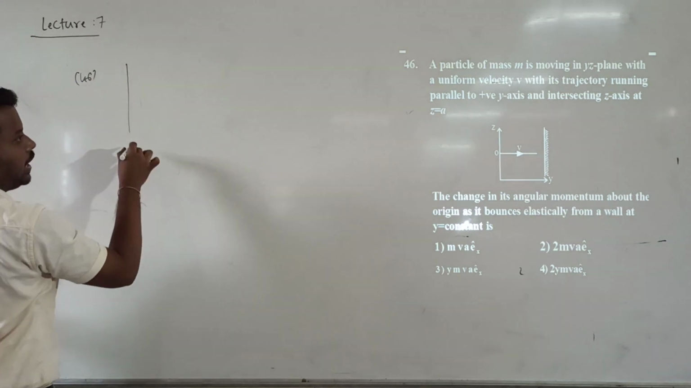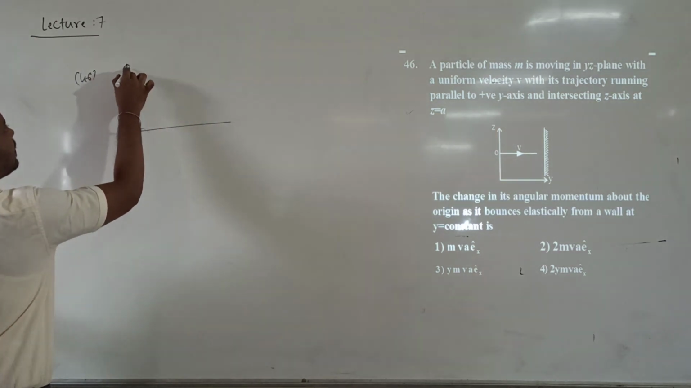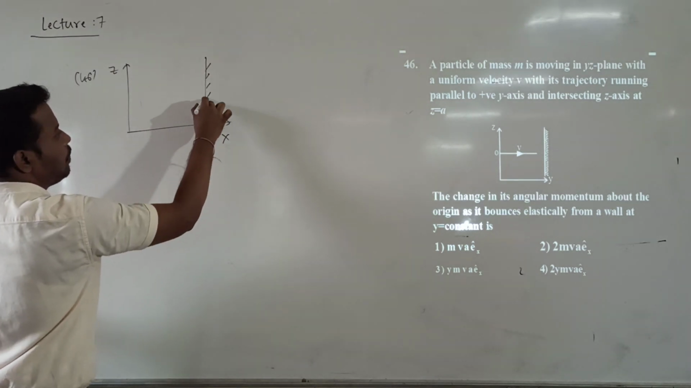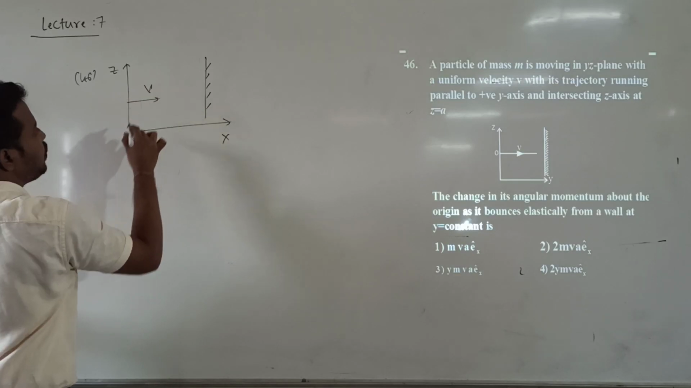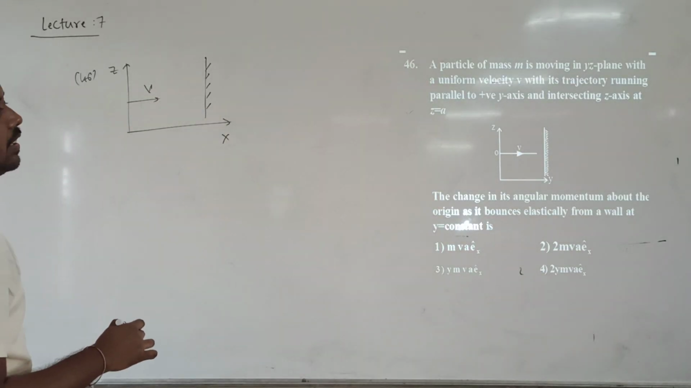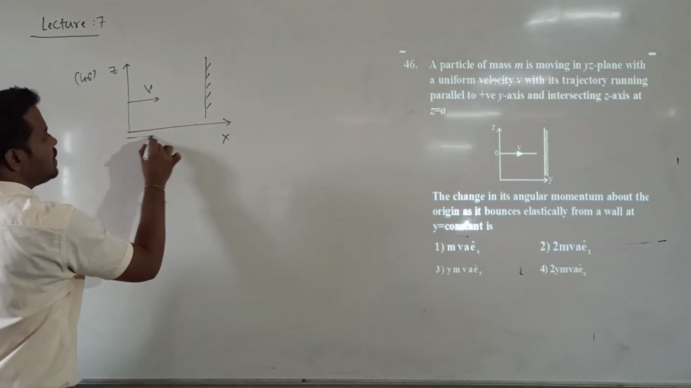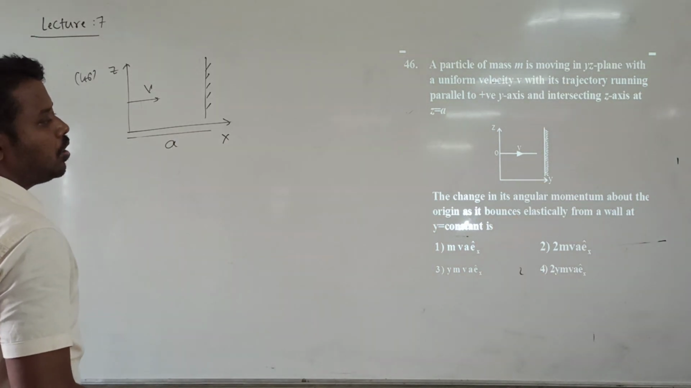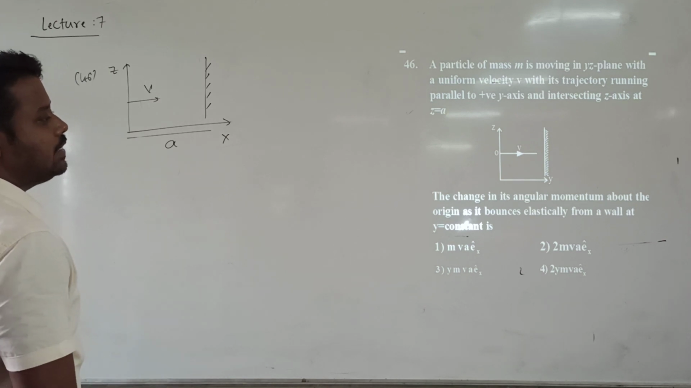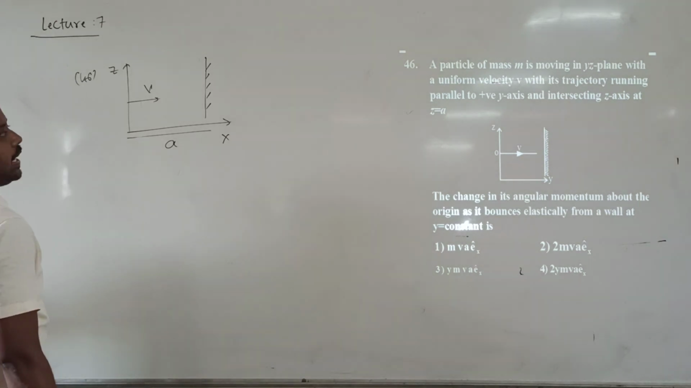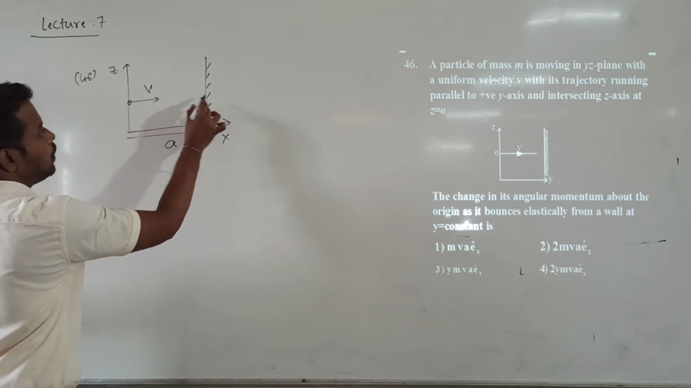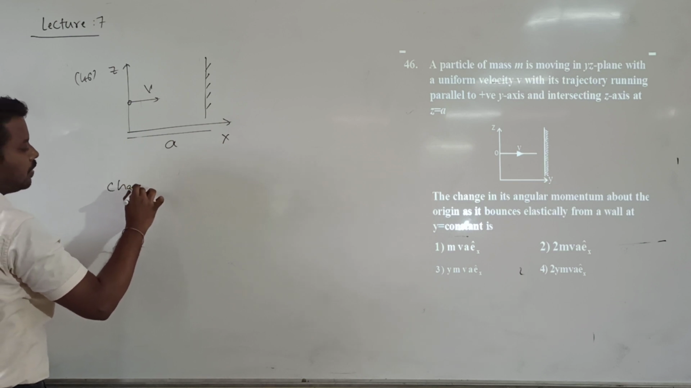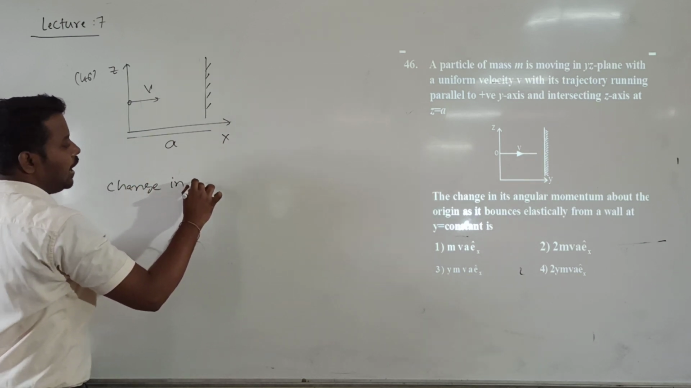The particle was moving in the yz plane. So this is the z axis and here they have given the y axis, and the particle started from here. It is moving with the velocity v, intersecting the z axis at a distance, from here to here, which is given as e. The change in the angular momentum about the origin as it bounces elastically from the wall at y equal to constant. After hitting, the ball will come back. They are asking us to calculate the change in angular momentum.